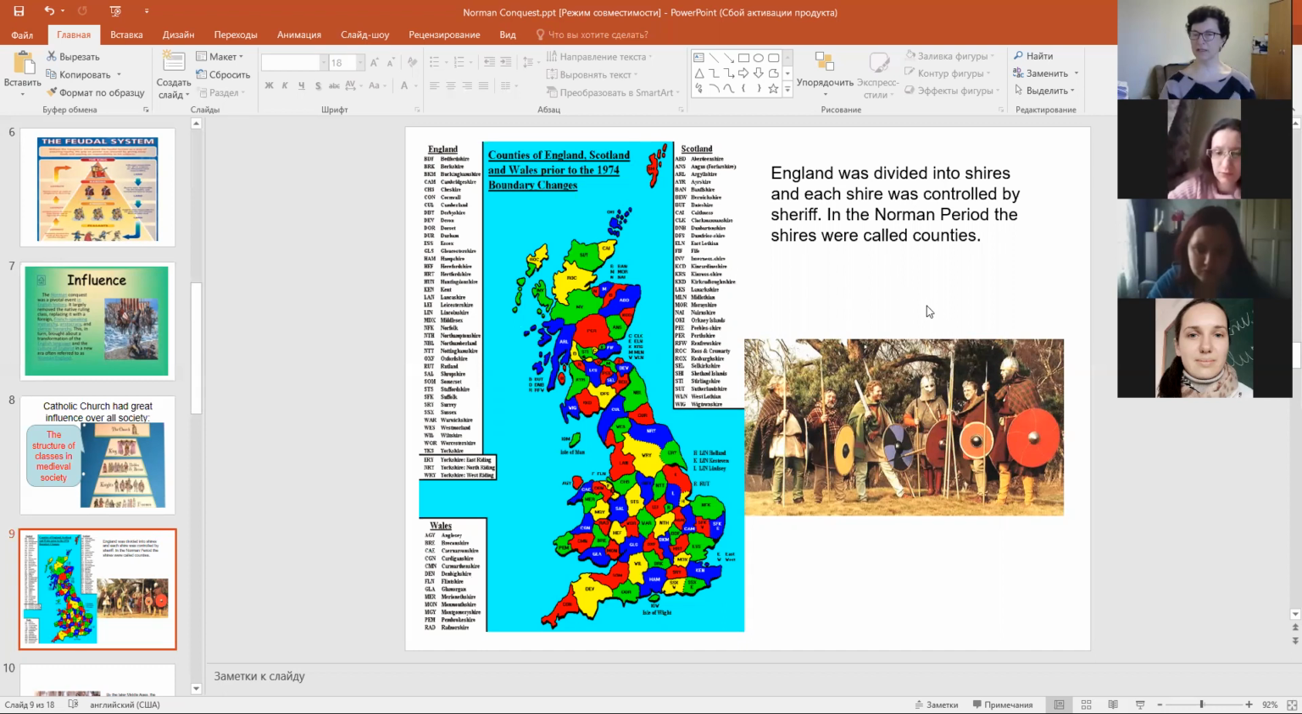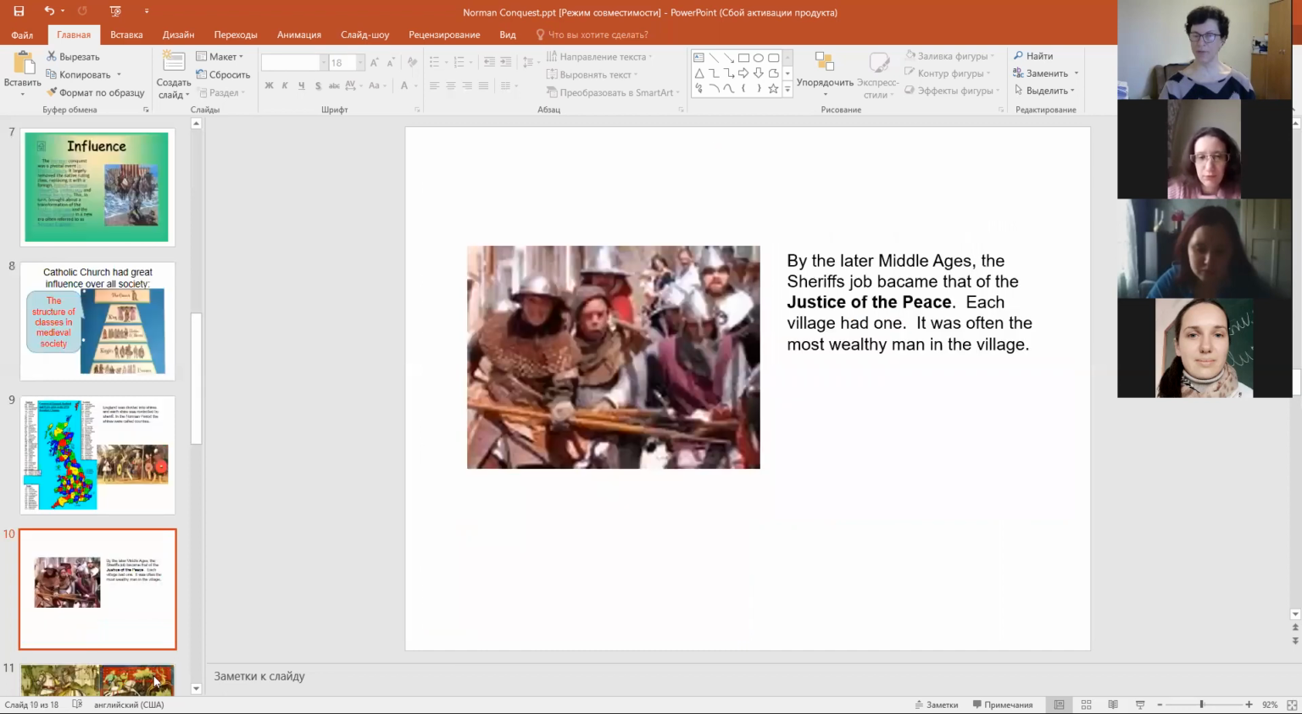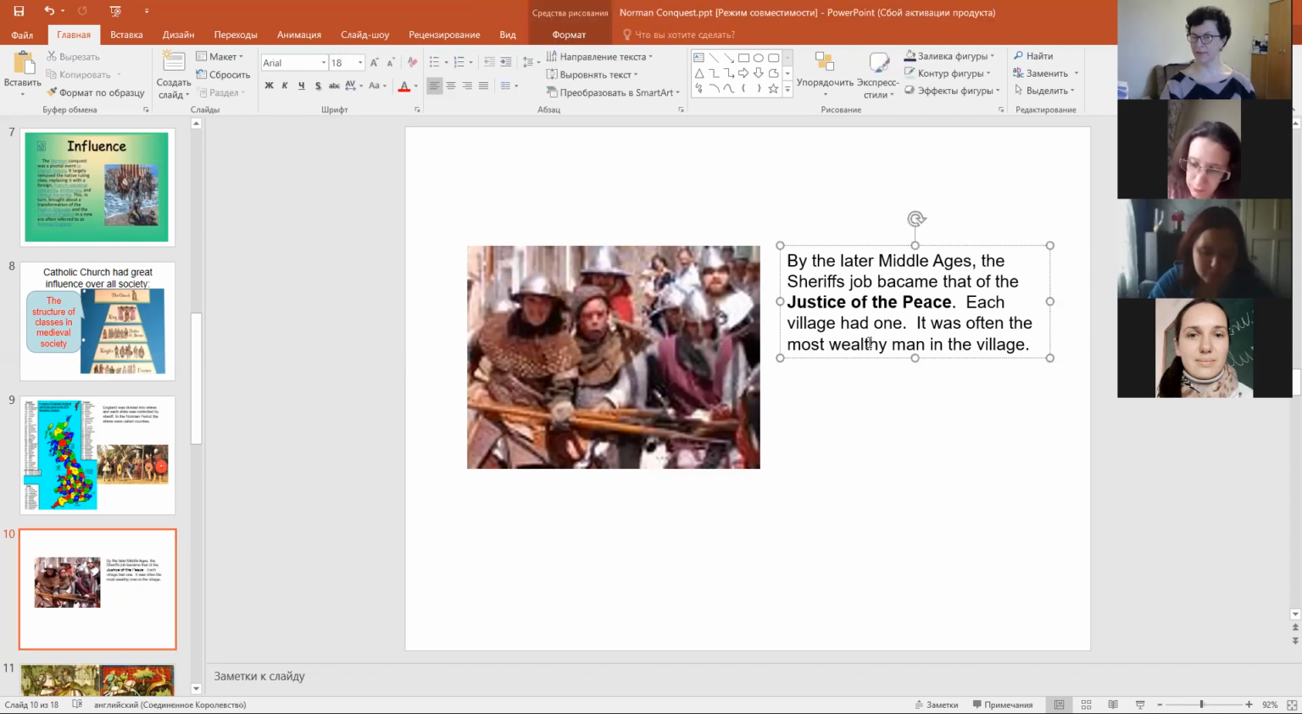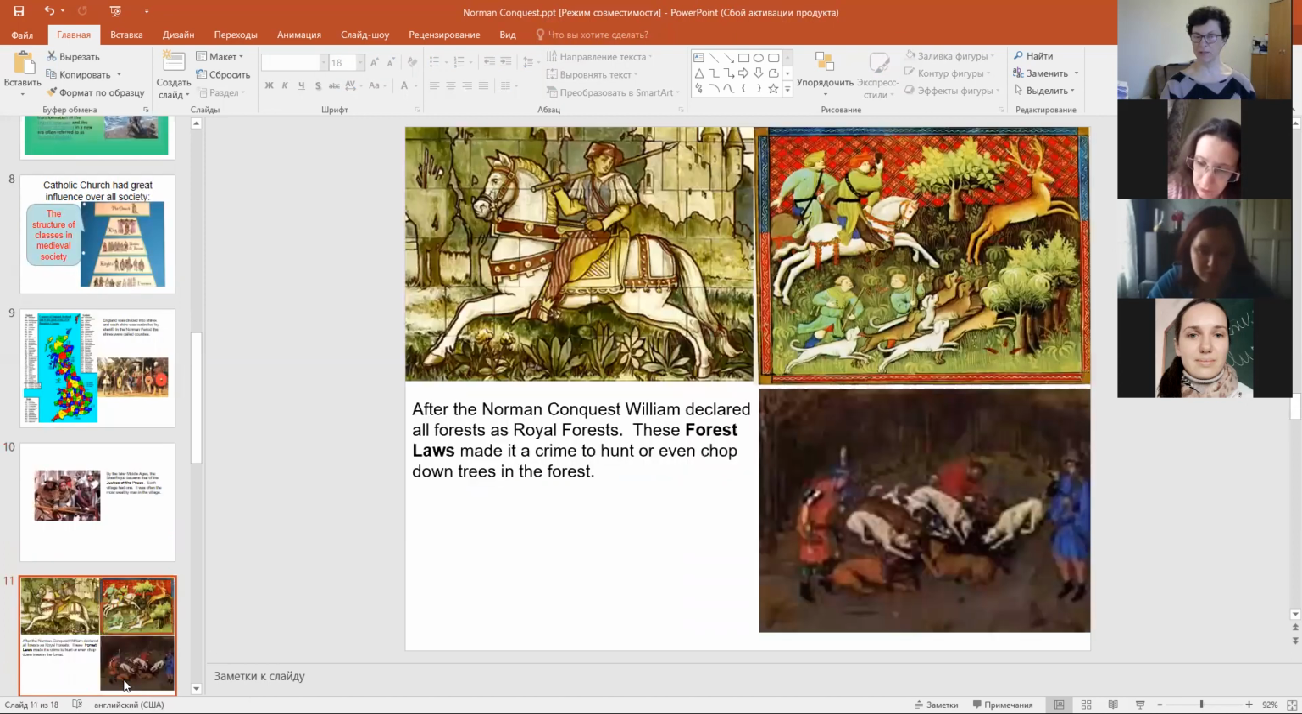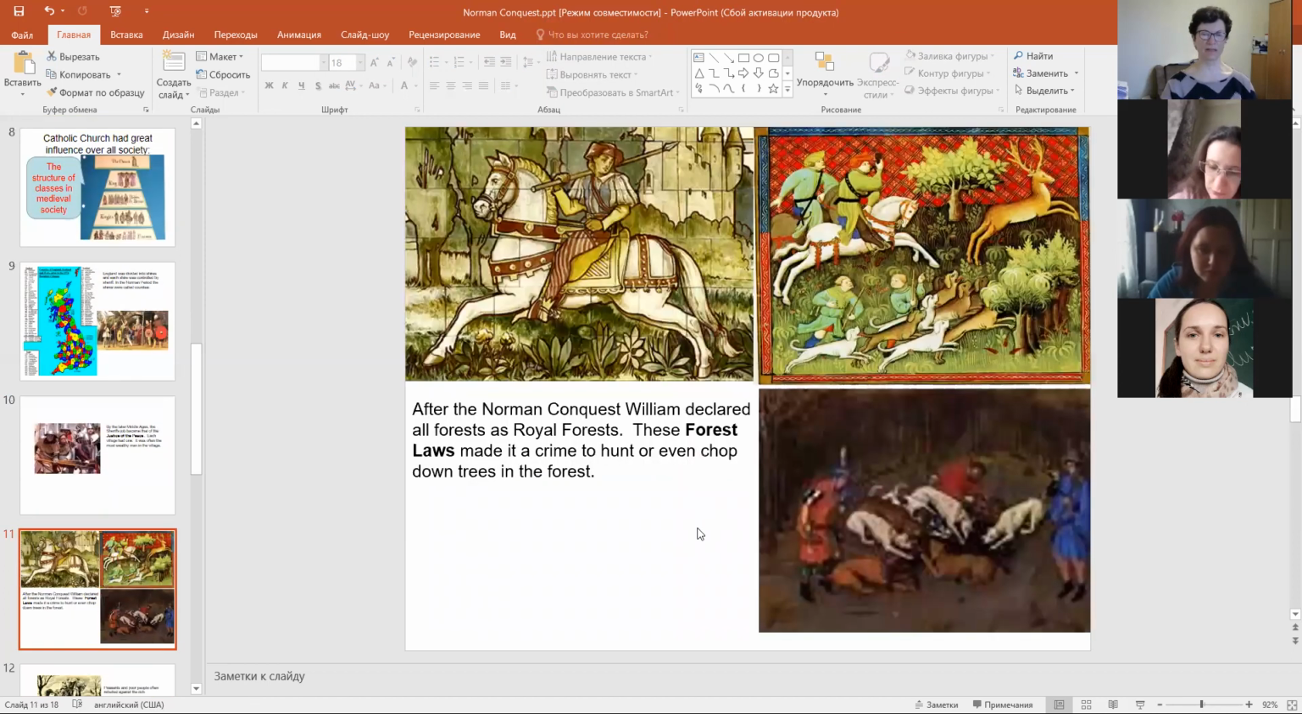England was divided into shires. Each shire was controlled by a sheriff. And as I already mentioned, the sheriffs became very important. The sheriff was the most wealthy man in the village, and the sheriff was an important part of it. Natasha, next.